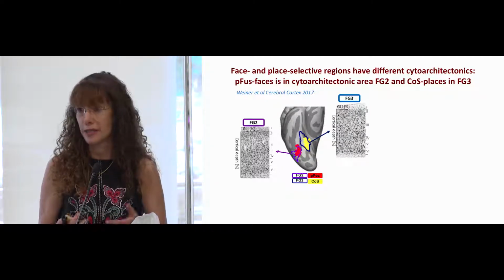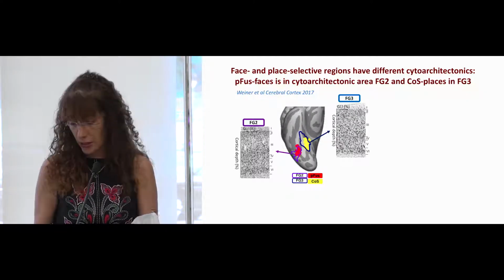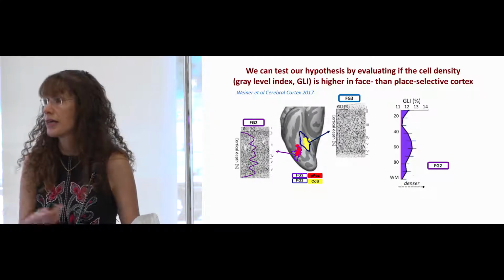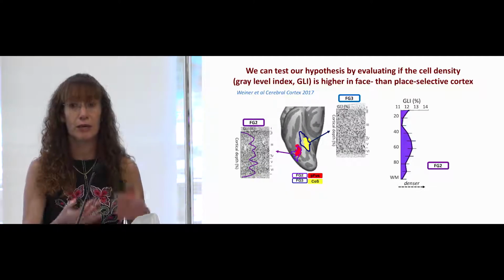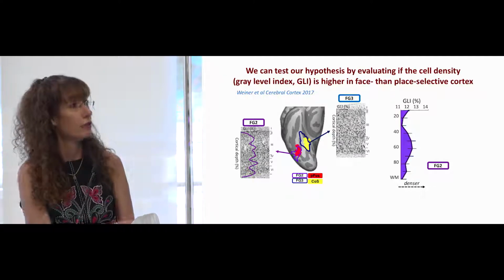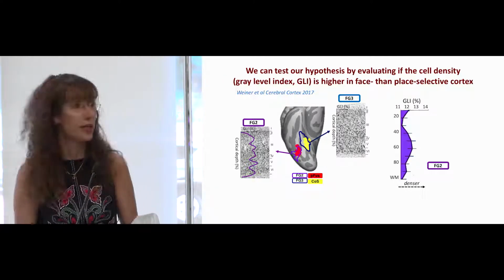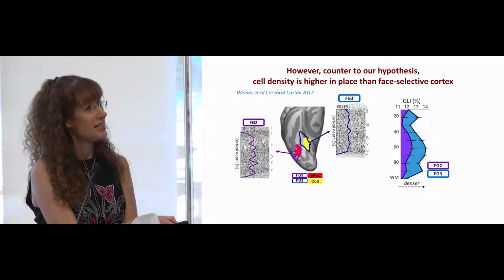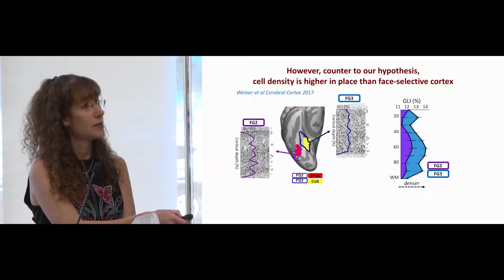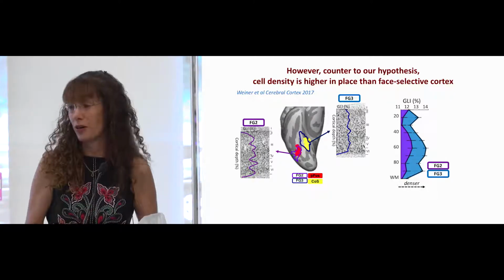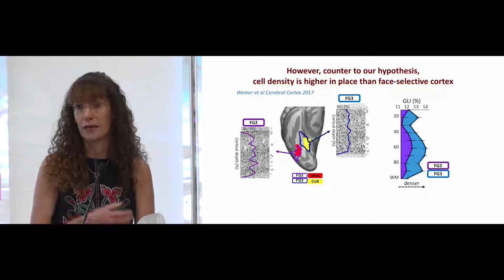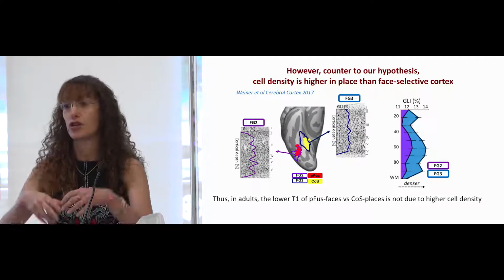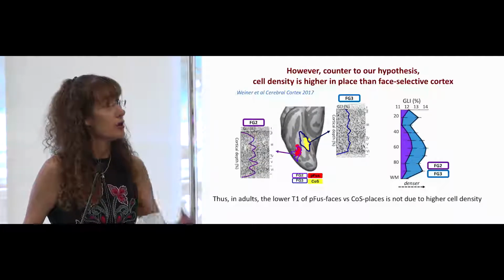What defines the cytoarchitectonic regions is exactly the differences in cell density across layers. So what we can do is measure what Karl and Katrin call the gray level index, or the distribution of cell density across layers, and test if there are differences between face and place-selective cortex. If we think that lower T1 is because of more cells in face-selective cortex, you would expect the GLI in face-selective cortex to be higher than the GLI in place-selective cortex. This is data from 10 postmortem brains, but contrary to our hypothesis, we found the opposite. The cell density in the place-selective cortex overlapping FG3 is higher than in the face-selective cortex in FG2. So while we have cytoarchitectonic differences between these areas, this cannot really explain the lower T1 values in face-selective cortex. This suggests that what is developing is probably something in the neuropil rather than neurogenesis, or cells being born in this piece of tissue. So it's not the number of cells that's developing.